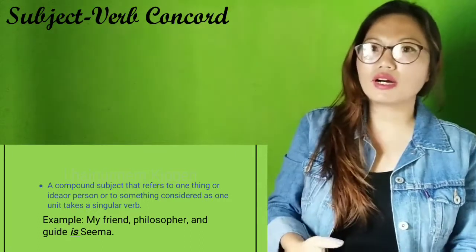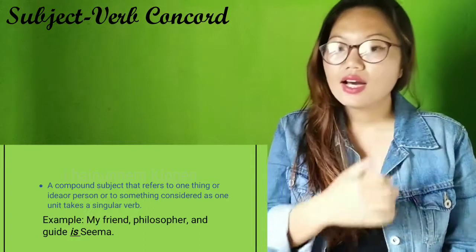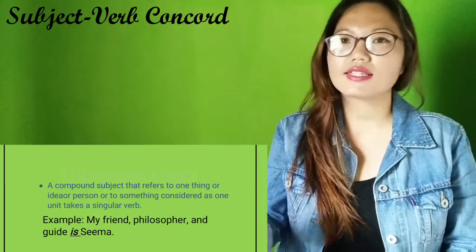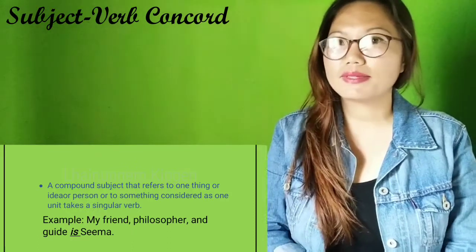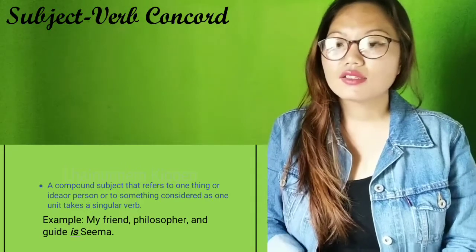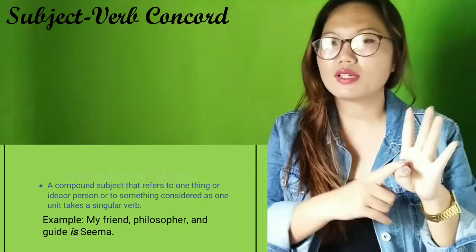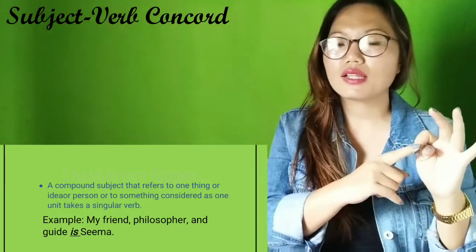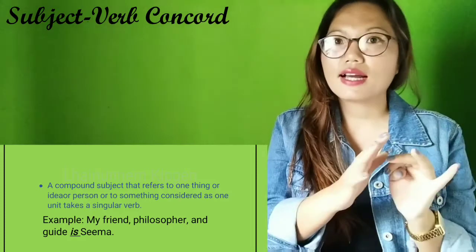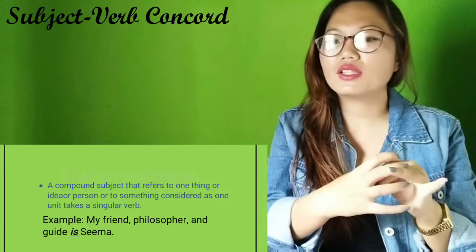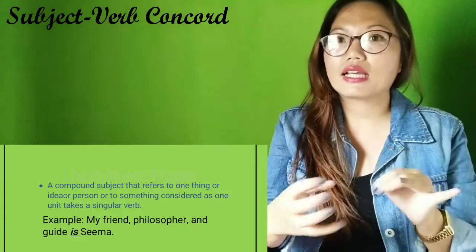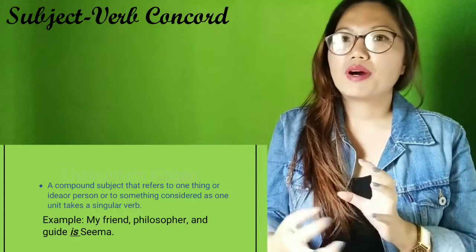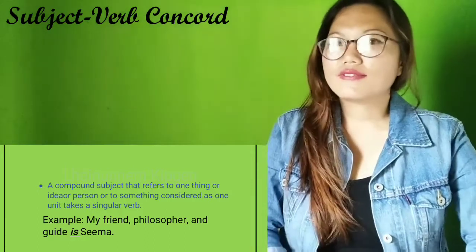So in the example, we have it here. We have my friend, philosopher, and guide is Sima. What is the verb in the sentence? The verb here is is. So philosopher, my friend, is also talking about Sima. Philosopher is the quality that Sima possesses, and also Sima is serving as a guide. So all the 3 different qualities are taken as one unit to describe Sima. So those types of compound words take a singular verb.